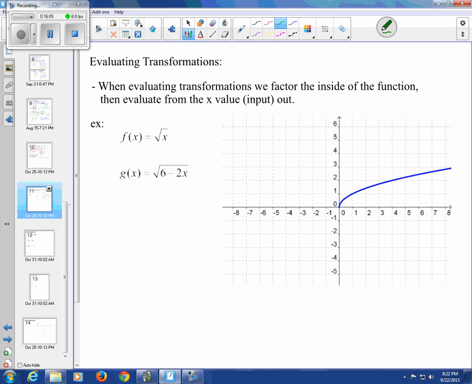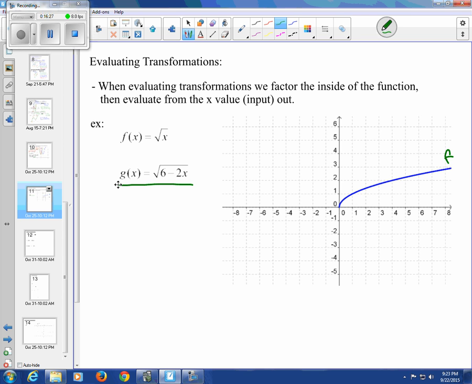And g of x we're going to get basically by evaluating the transformations from inside the function and talking about the transformations that they give our graph f here. So why don't you go ahead and give this one a shot, and we'll come back in a minute and look at it together. So why don't you pause the video.